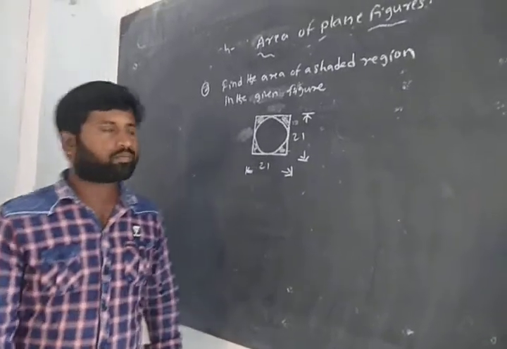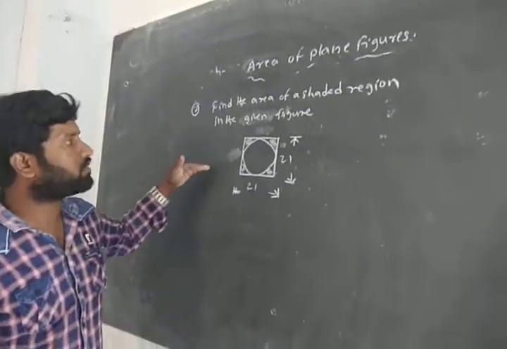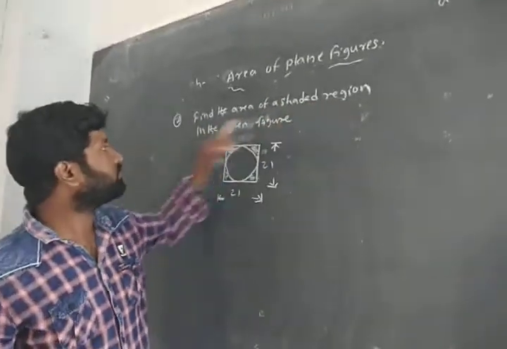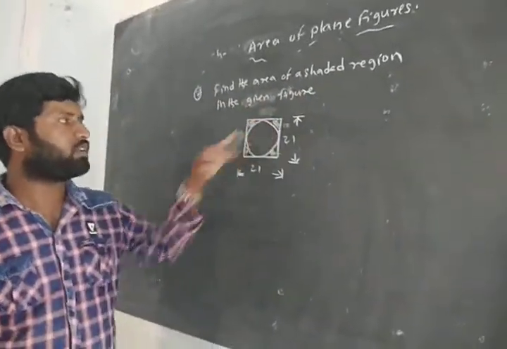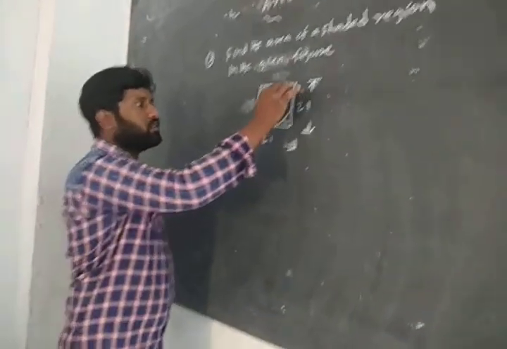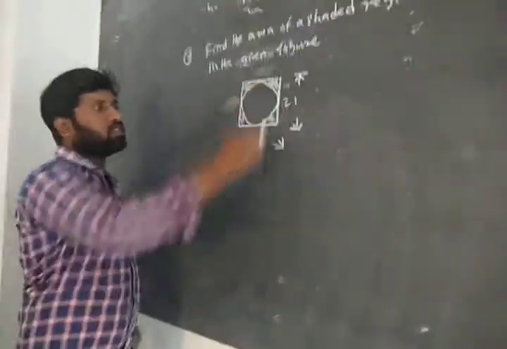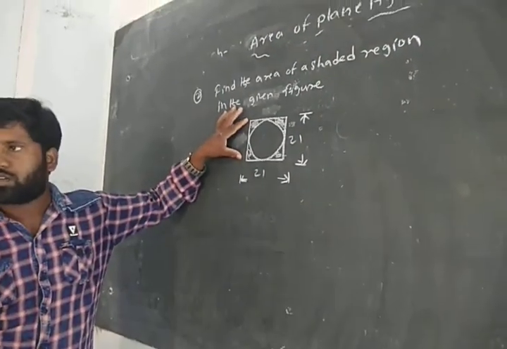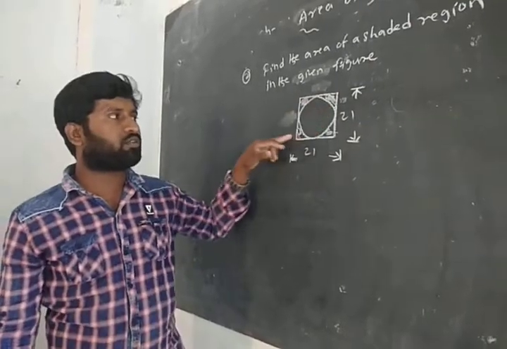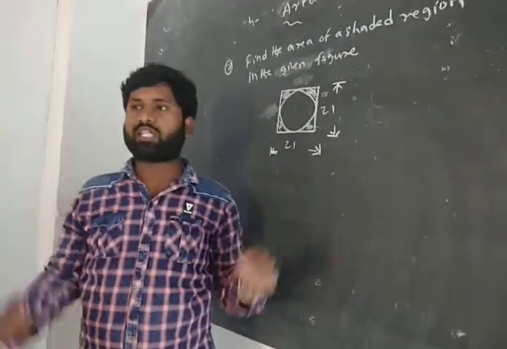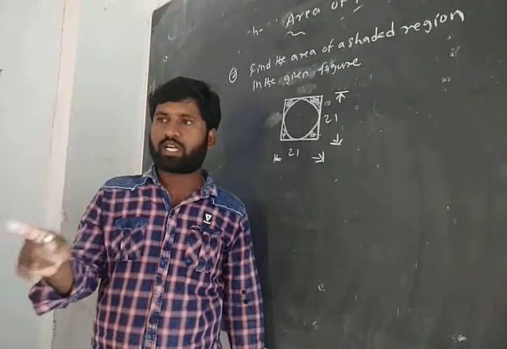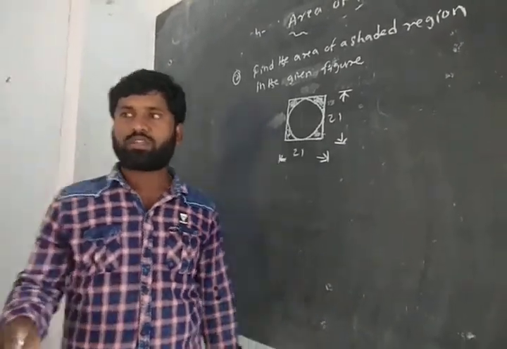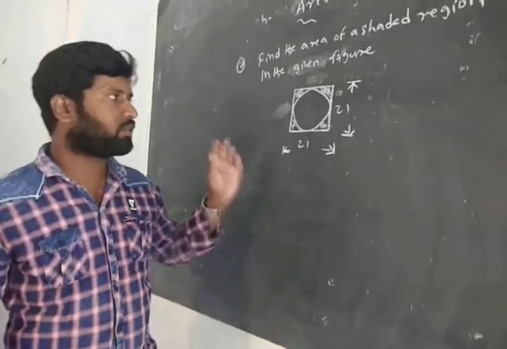Okay students, now one more question: find the area of the shaded region in the given figure. The figure is given. Clearly, the figure is a square. Yes or no, it is a square, because in a square all sides are equal in length and each angle measures 90 degrees, and the diagonals are also equal. So we do have previous knowledge of a square.